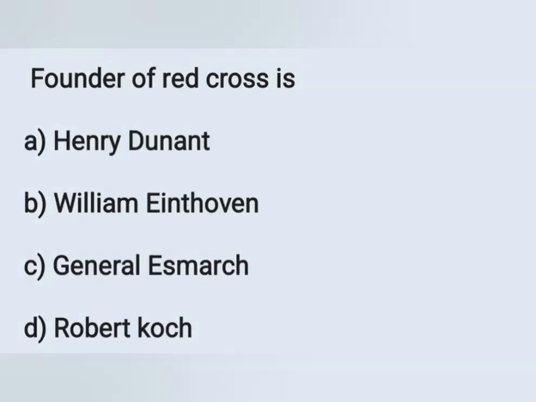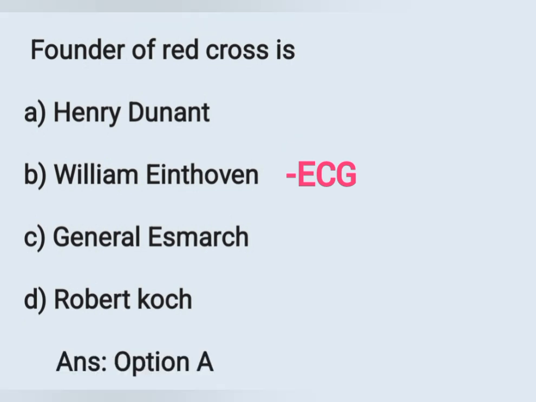Our next question is: founder of Red Cross. Options: Option A, Henry Dunant. Option B, William Einthoven. Option C, General Esmarch. Option D, Robert Koch. Who is the founder of the Red Cross Society? It is Henry Dunant. Option A is the correct answer.